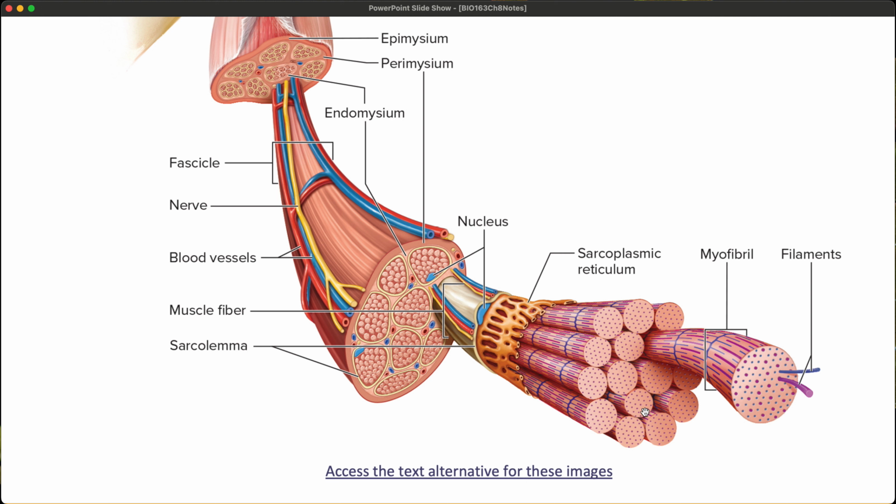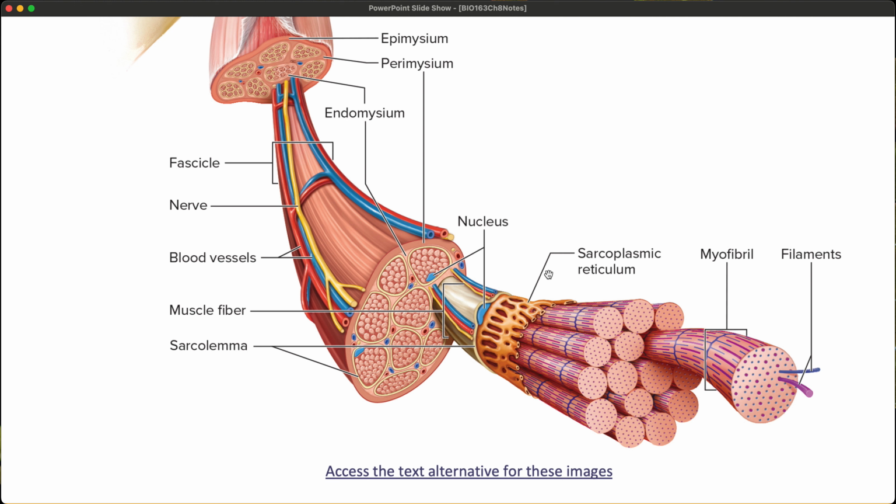The myofibrils that fill up the space within a muscle cell are themselves surrounded by what's called sarcoplasmic reticulum. So instead of endoplasmic reticulum, we have sarcoplasmic reticulum. And go ahead and get used to this prefix of sarco. Anytime you see sarco, it's referring to your muscles. We'll talk about sarcoplasm, sarcolemma, all of that. So sarco refers to your muscles.